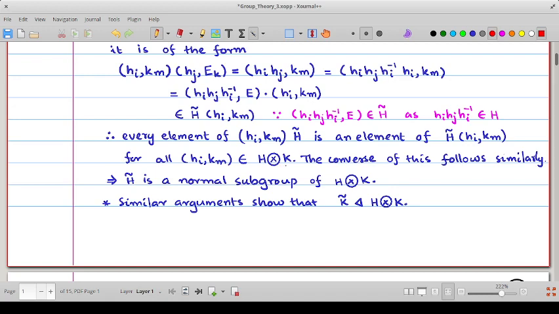So this means that the left coset and right coset of H tilde are the same, and therefore H tilde is a normal subgroup of H cross K. And similarly, using a similar set of arguments, we can show that K tilde is also a normal subgroup of H outer product K.